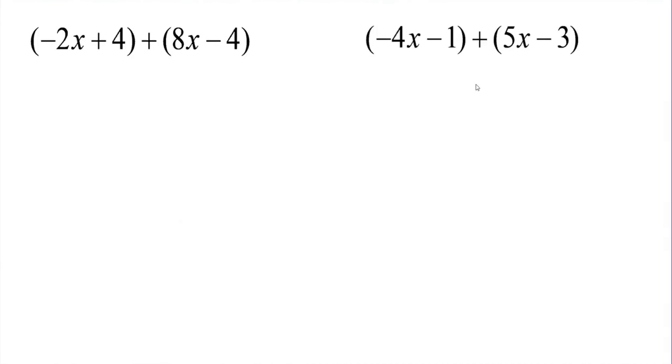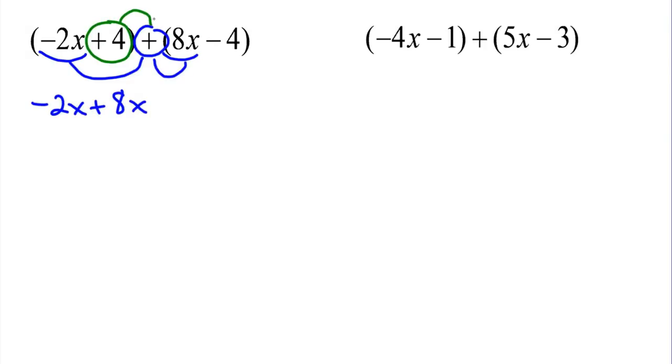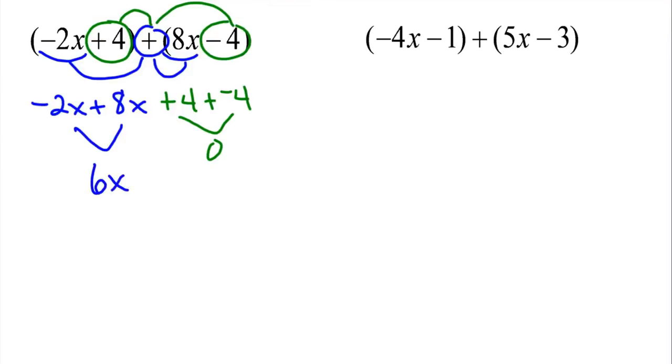Here are a couple more just to get the hang of doing this. Again, I'm identifying my like terms in the expressions. Negative 2x plus 8x are the x terms, and then my constants, I have a positive 4 plus a negative 4. Those two are basically going to cancel each other out. They're additive inverses, so my constants go away to 0. And then when I add my x terms together, negative 2x plus 8x is 6x. So I have 6x plus 0, or just 6x.